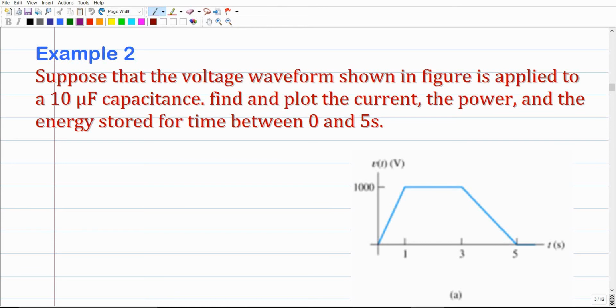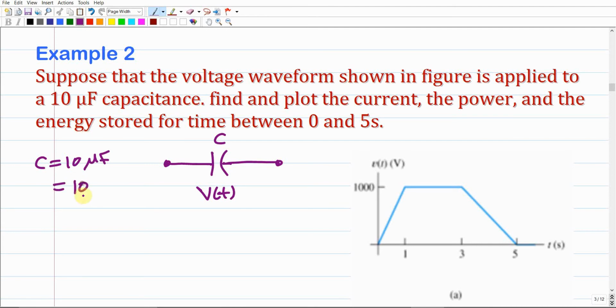Let us consider this example too. Suppose that the voltage waveform shown in the figure is applied to a 10 microfarad capacitance. So this is the volt that is applied. The circuit that I'm going to present here is not given, but what you should understand is that we already have a capacitor somehow, and there is a voltage between the two ends of this capacitor. The voltage between these two ends is V of t, which is already given in this graph. So this is the time variation of this voltage over the capacitor with the capacitance C. C is given as 10 microfarad.